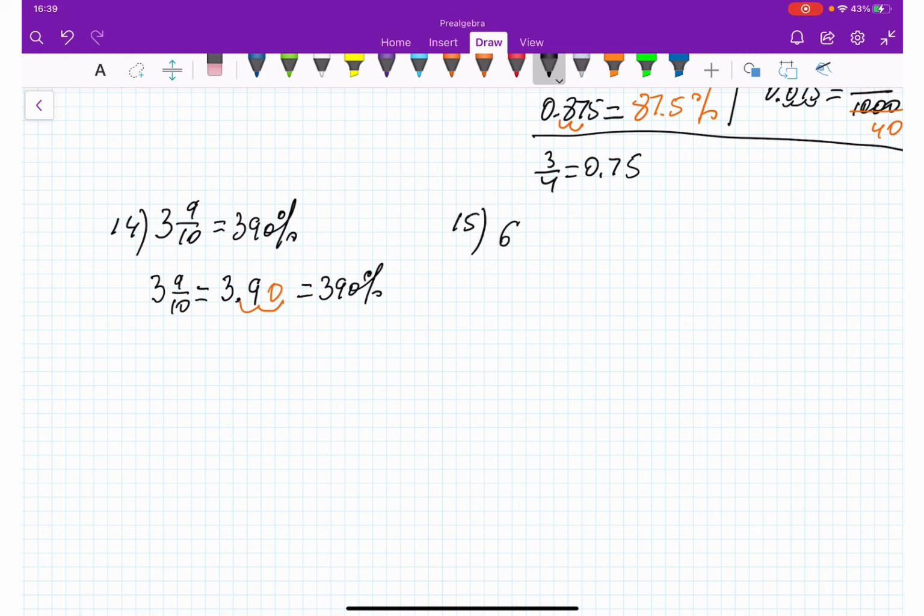Another mixed number into percentage. So 6 and 1/2 is equal to 6.1/2. It's a 0.5, right? So it will be 6.5. And as a percentage, 6.5, I'm multiplying by 100, which means moving by 2 positions to the right. I'm getting 650%, 650%.